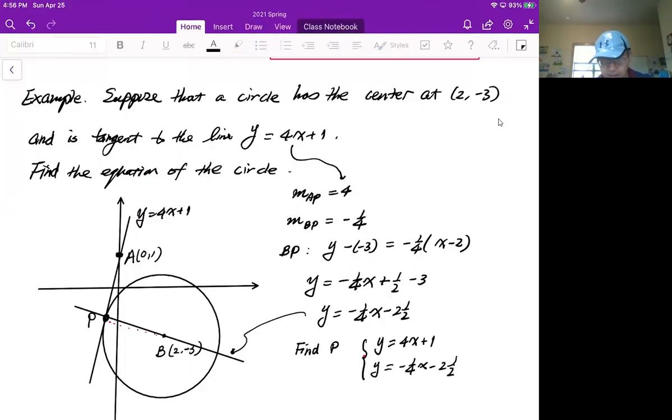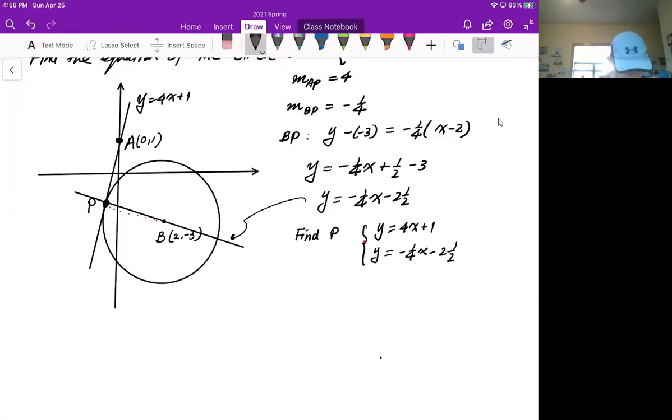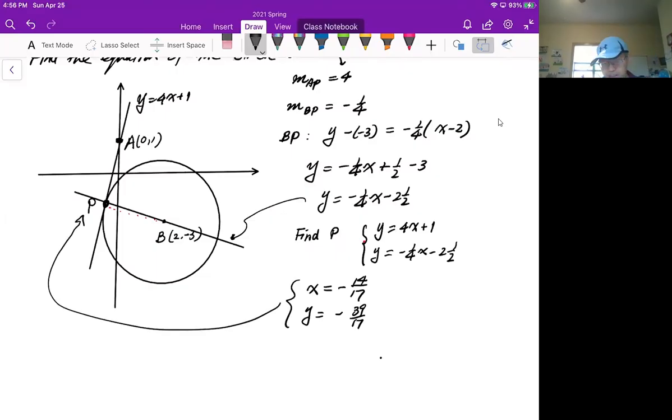So I'm going to just quickly work on that because I don't want to spend too much time doing the arithmetic. So after you solve that, if my work is correct, your x value should be negative 14 over 17, and y is equal to negative 39 over 17. I skip that, but you should check that by yourself. So that's the point P here.